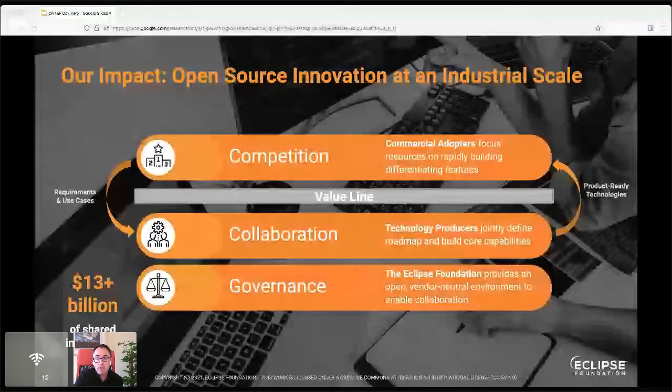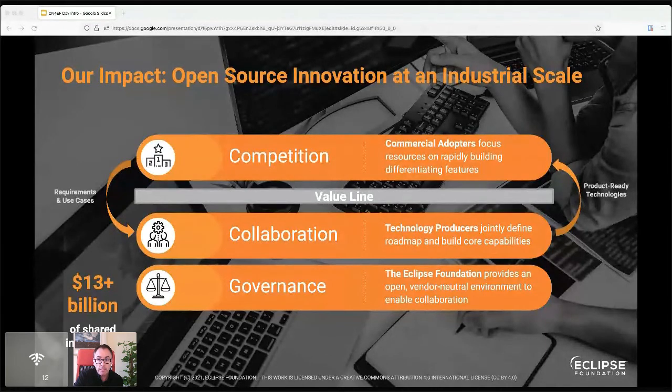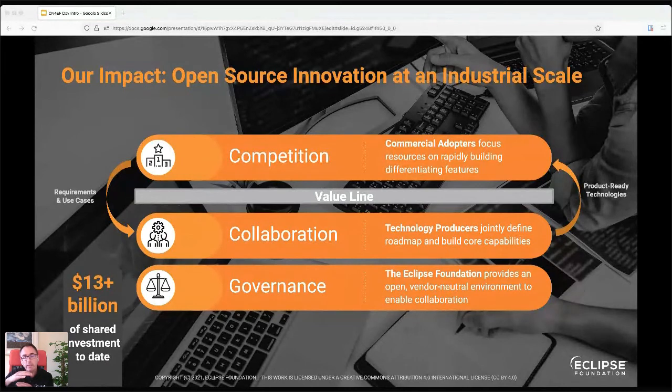And this visualization here, I think, is a good representation of it, really. Obviously, it's very simplified, right? So there's above and below the value line. But what we provide at the Eclipse Foundation is the governance, and the collaboration structures and infrastructure. And then our members and other organizations that use our projects, they build above that value line, right? So they put their competitive innovations and advantages on top of that.